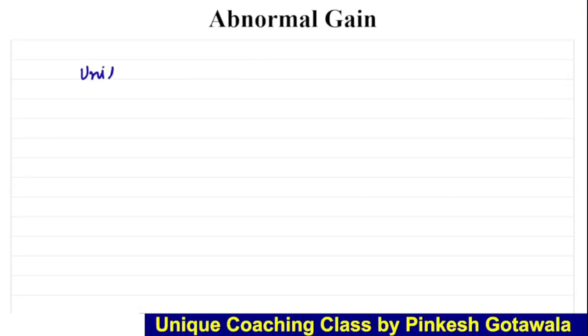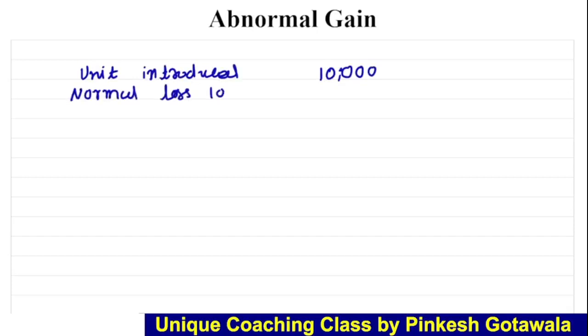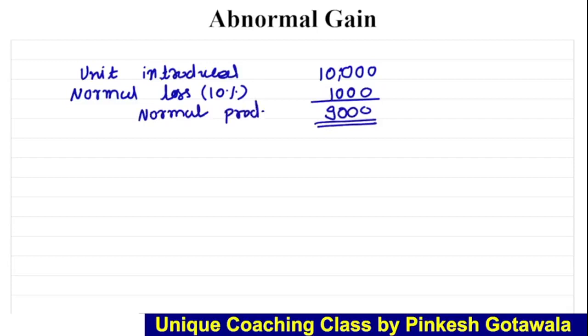Suppose units introduced in process 1 are 10,000, and we know that there must be normal loss of 10%. Normal loss 10%. So 10,000 1% is 100, 10% is 1,000. So how much production should we get normally? Our normal production will be 9,000. Okay, normally we should get 9,000 units ready.